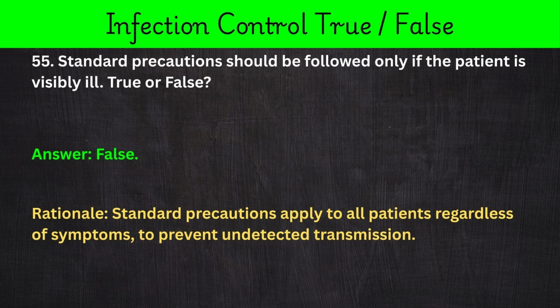55. Standard precautions should be followed only if the patient is visibly ill. True or false? Answer: false. Rationale: standard precautions apply to all patients regardless of symptoms to prevent undetected transmission.